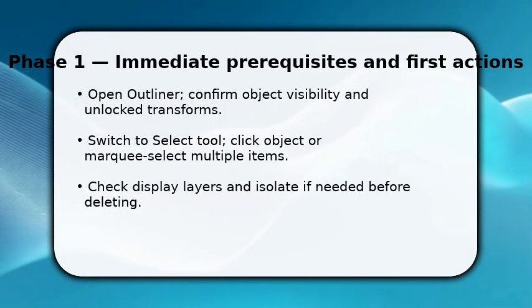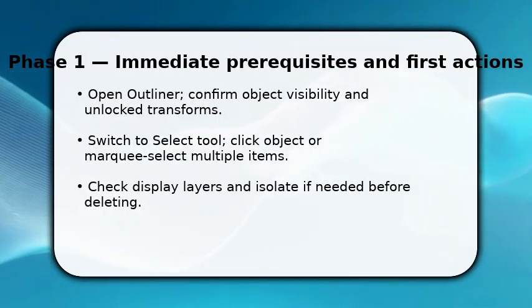You start by confirming what will be removed. Open the outliner and locate the object. This ensures you delete the right node.